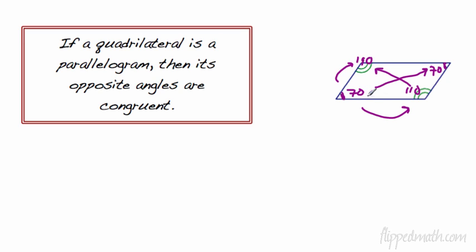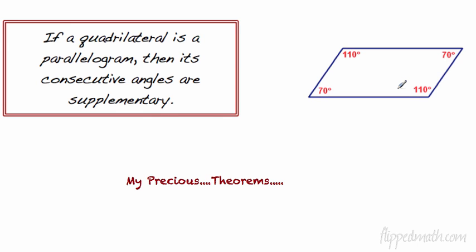And if you notice, 70 and 110, that's peculiar. Here's another theorem. If a quadrilateral is a parallelogram, then its consecutive angles are supplementary. So any 2 angles that come one after the other as you're going around the parallelogram, doesn't matter which way you go, 2 consecutive angles are supplementary, and you remember that means when you add them, their sum equals 180 degrees.